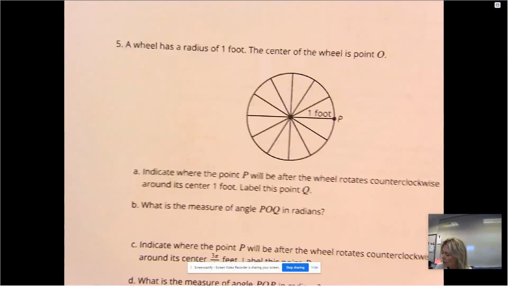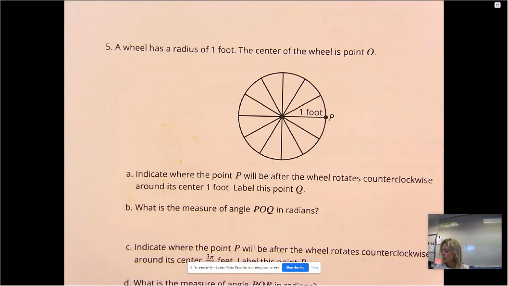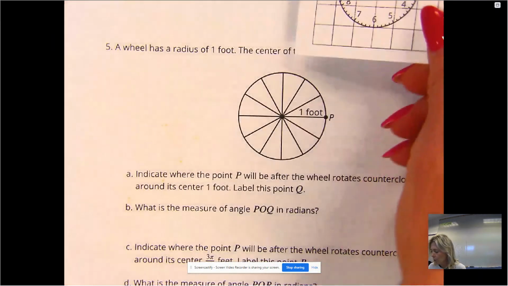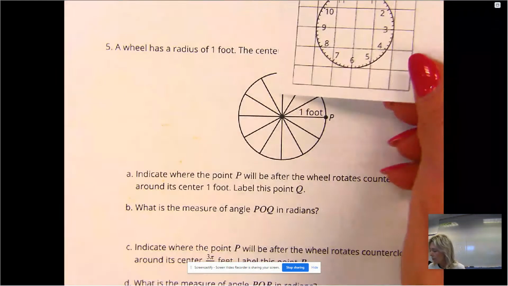All right, finally you had number 4. The minute hand on a clock tower is 6 feet long. At 10 minutes after the hour, the tip of the minute hand is 55 feet above the ground. How high above the ground is the center of the clock? Ooh, this one's a little bit tricky.